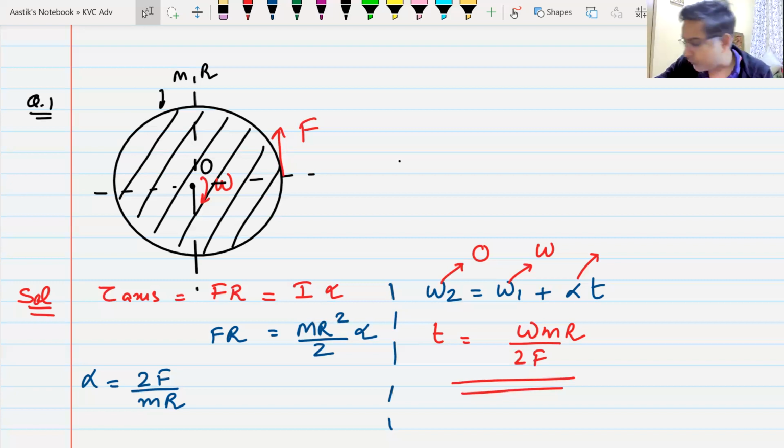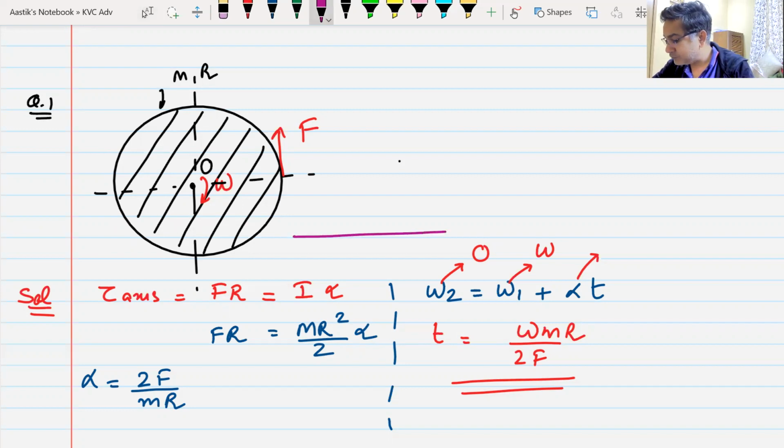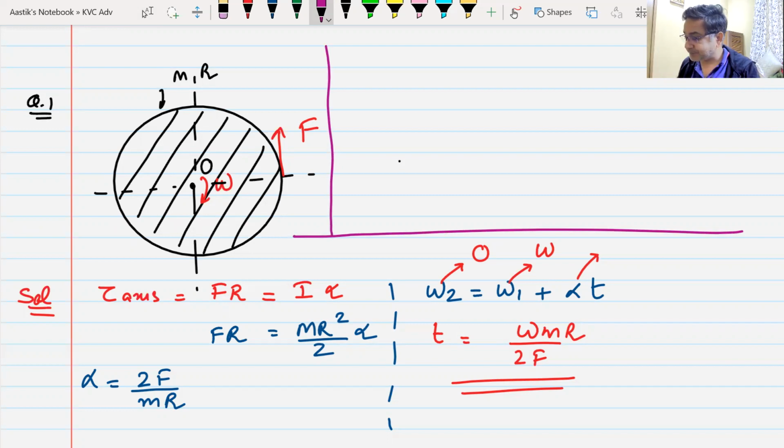Any answers? Well, don't worry if you can't give the answer in so much time. There is no chance that you can give it anytime soon. How do you find the work done? This body is only under rotational motion, so I can do it in two ways. And those two ways are not different, they are actually the same.